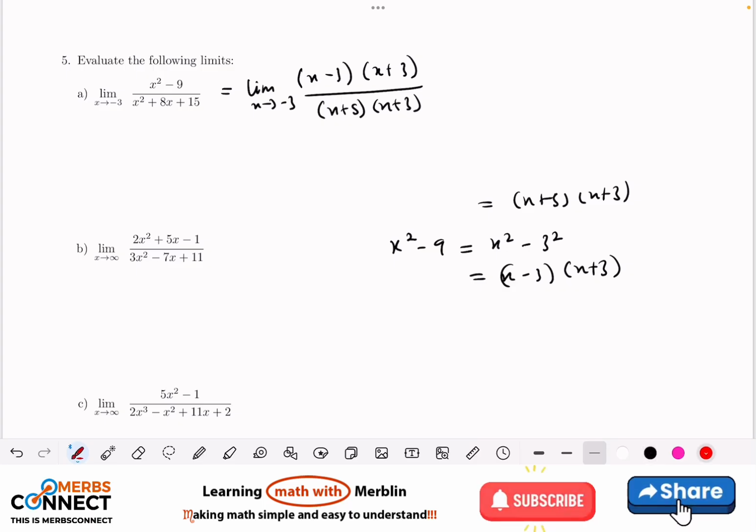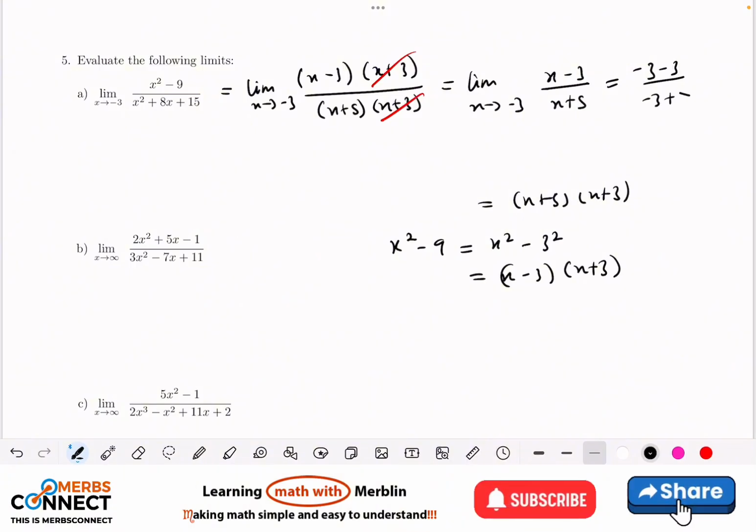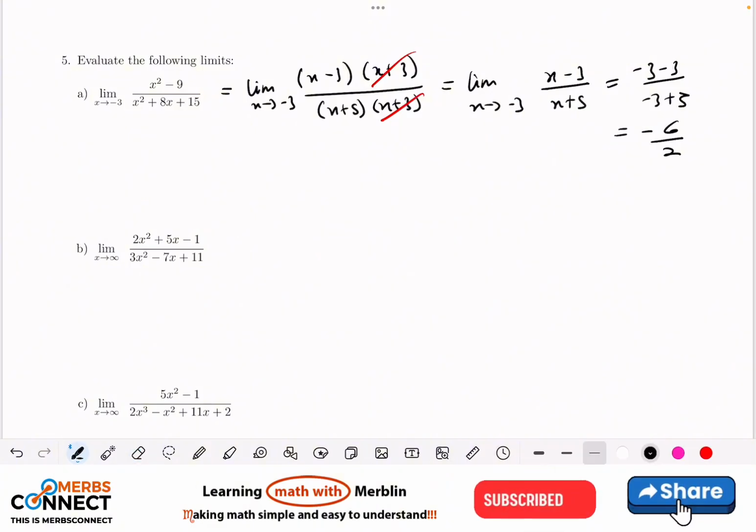So now we can see that this can cancel this. So we are going to have the limit as x approaches -3 of x minus 3 divided by x plus 5, and this is going to give us -3 minus 3 divided by -3 plus 5. We are going to have -6 divided by 2, which is going to give us -3.